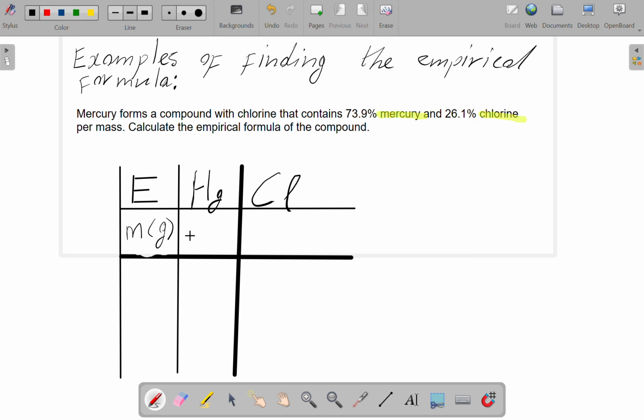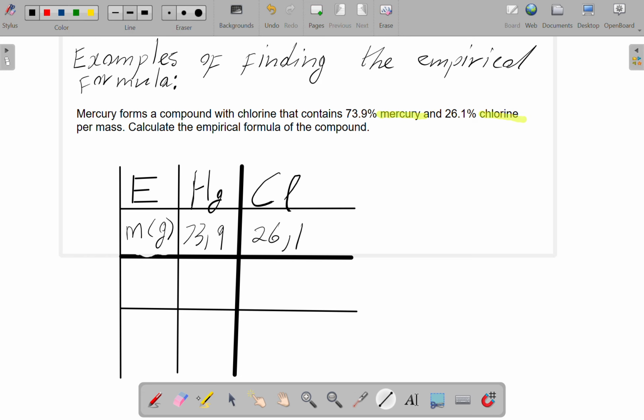For mercury, it's going to be 73.9, and that is in grams. And then for chlorine, I'm going to have 26.1. Those are my masses. Then after doing that, I'm going to go to my next row.